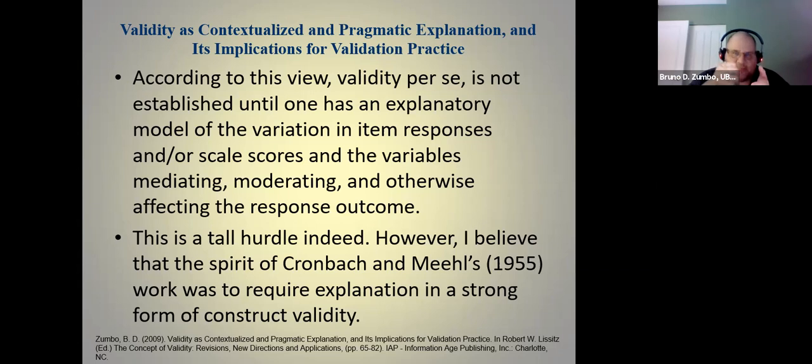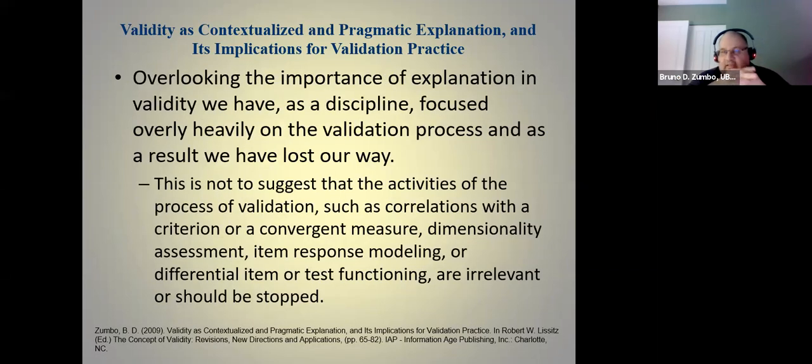I'm really pushing for explanation, and that the explanatory model of the variation in the item responses or the scale scores, those explanations, I think, are the key element of how I think of validity per se. Overlooking the importance of explanation in validity, we have, as a discipline, focused overly heavily on the validation process, and as a result, I think we've lost our way. And here I distinguish validity from validation, which is the process of gathering evidence to support the validity claims. And so this distinction is very important.